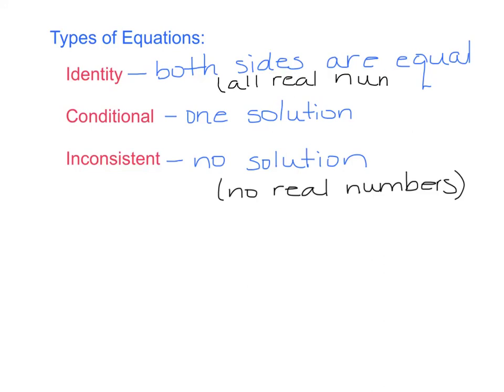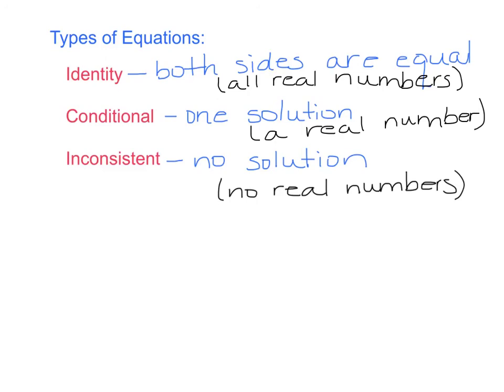Conditional means you are going to get a solution, which will mean you'll get a real number solution. And inconsistent means you get no solution. That means a false equation. And that means no real numbers will actually work. And those are the 3 types.